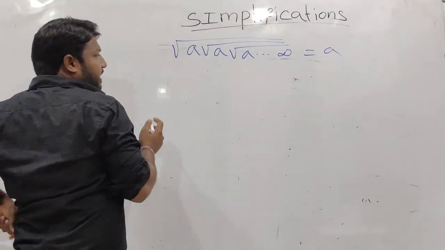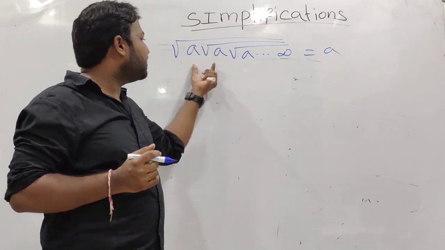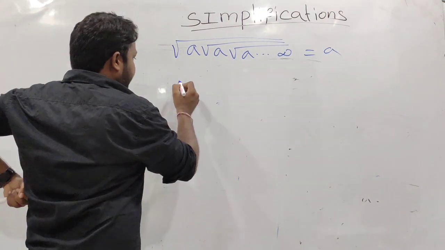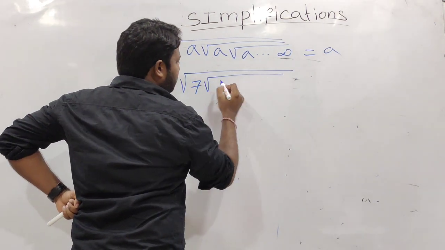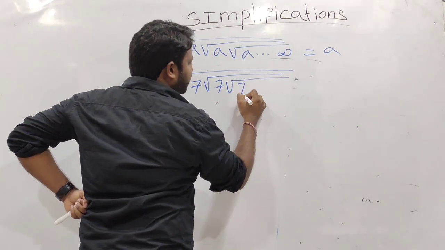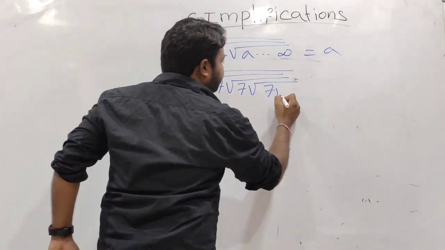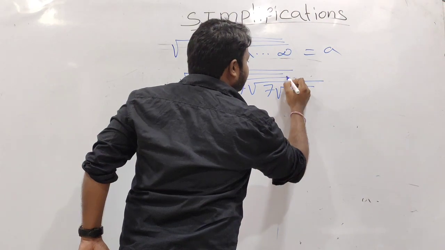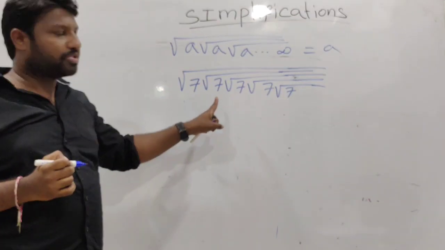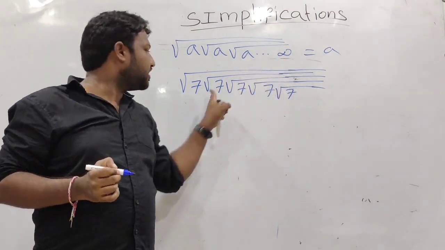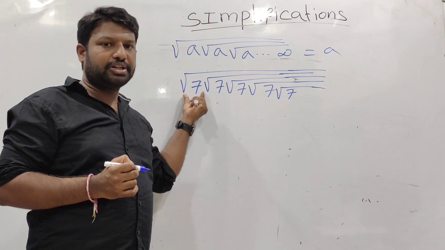Next, suppose the terms are not up to infinity, they are in product. If it is not up to infinity, what should we do? For example, they have given root 7 into root 7 into root 7 into root 7, and I will take one more, root 7. Now here the terms are not up to infinity. If the terms were up to infinity, the answer would directly be 7.